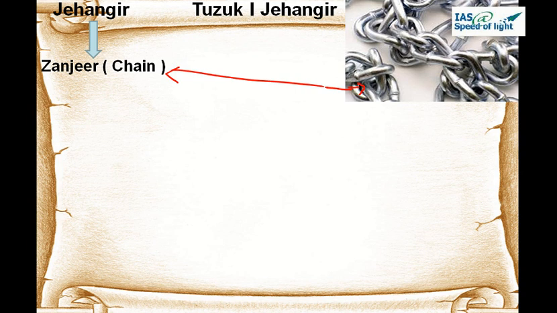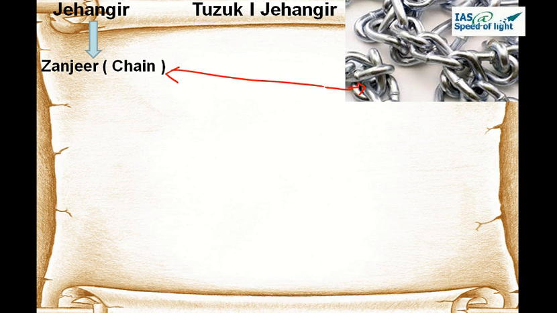Jahangir is Zanjeer. Jahangir is Zanjeer, that is chain. And he wrote his own autobiography, Tuzuke Jahangiri. Now, for this, what you can imagine is you are writing your own autobiography, okay? And you are not doing it with pen or pencil. What you are doing is you are making a chain and you are writing it with the chain.